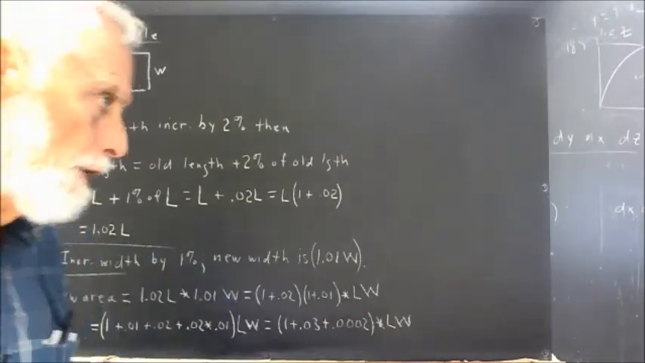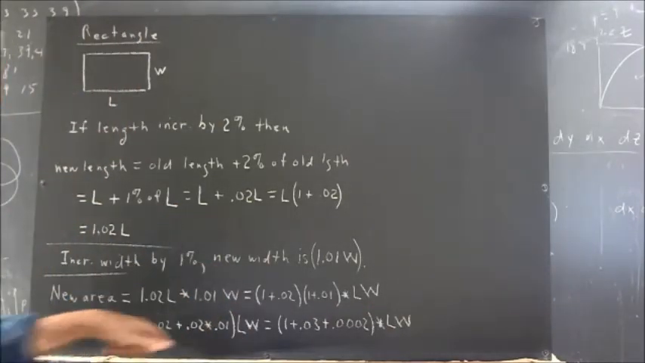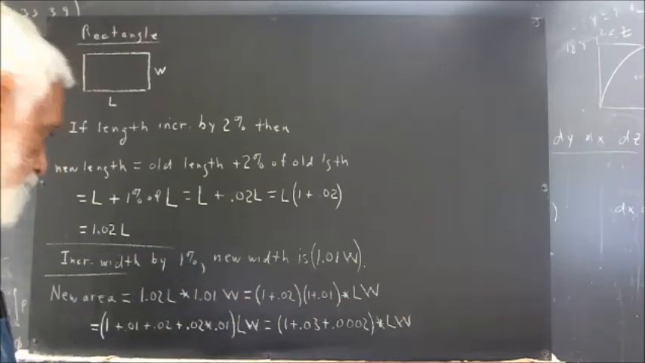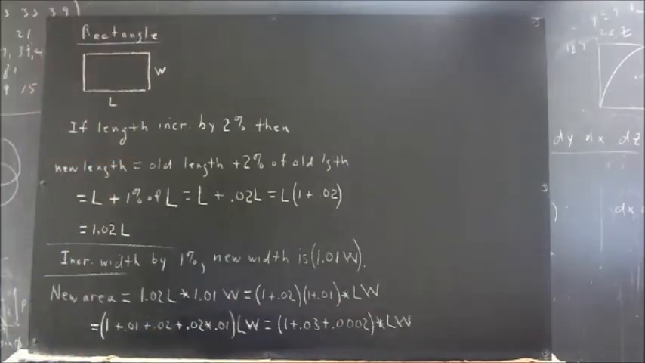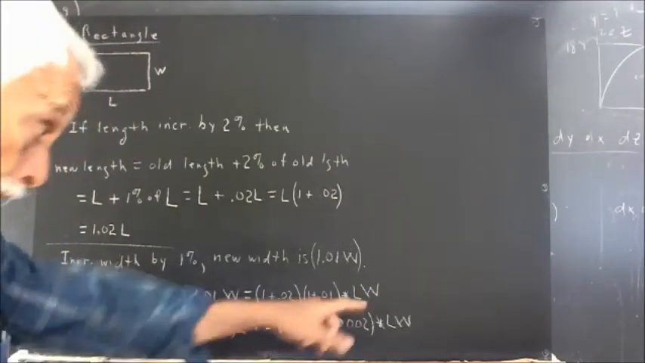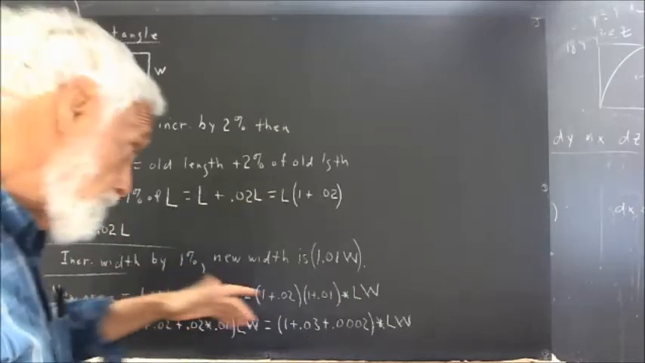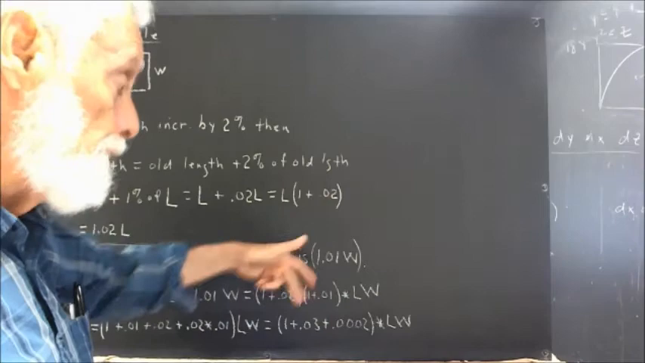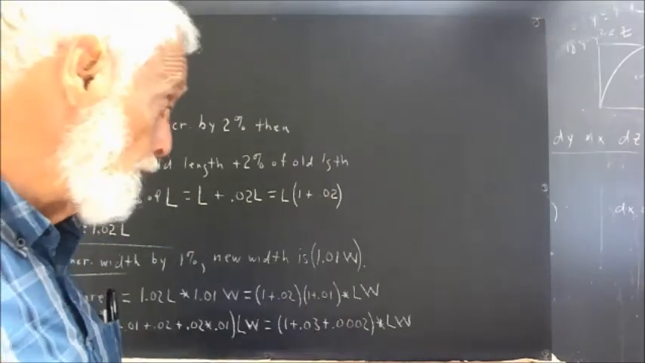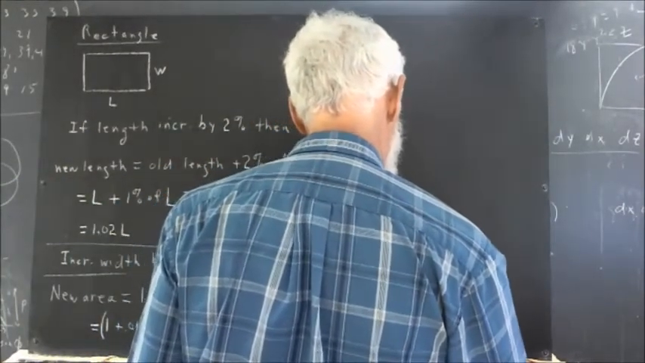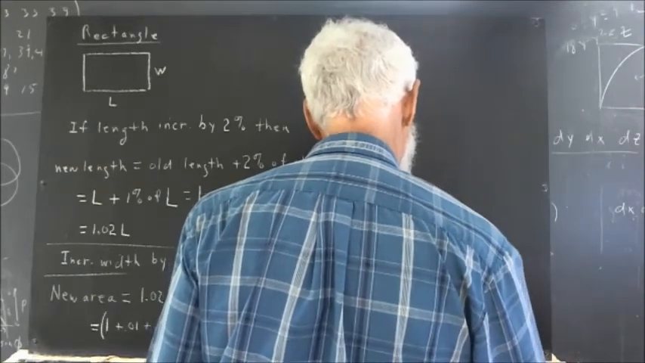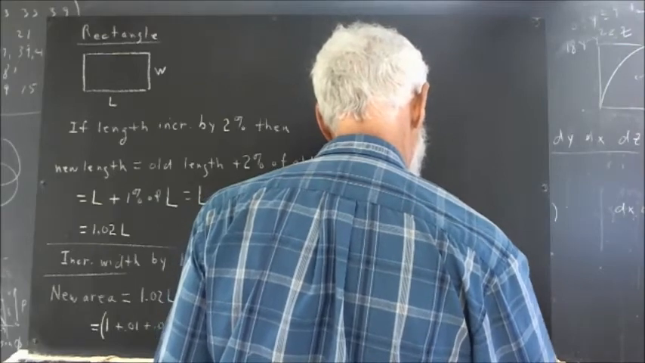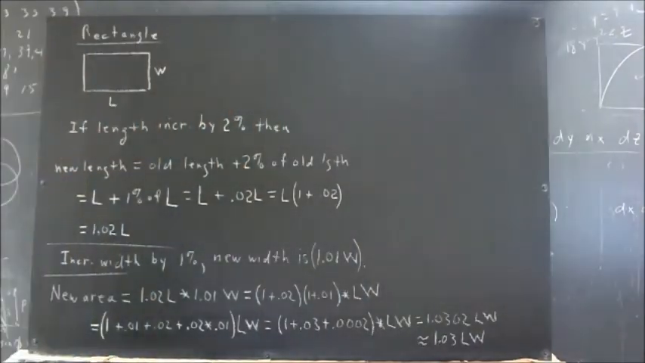Now this line has been magically rewritten. I got all excited about the details of expanding this product of binomials and neglected to write down my LW. So I've got it here. Okay, so this is, of course, 1.0302 LW. And I guess I can write that out. 1.0302 LW. And that's very close to just plain old 1.03 LW. Now let me get out of the way and show you what I've written.